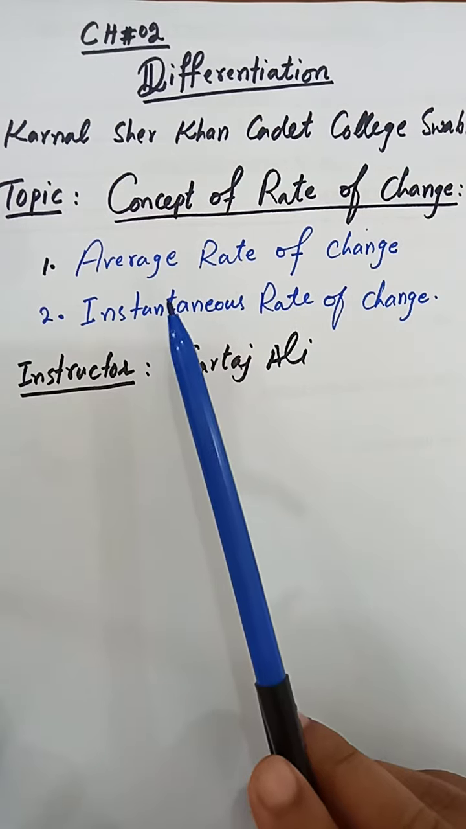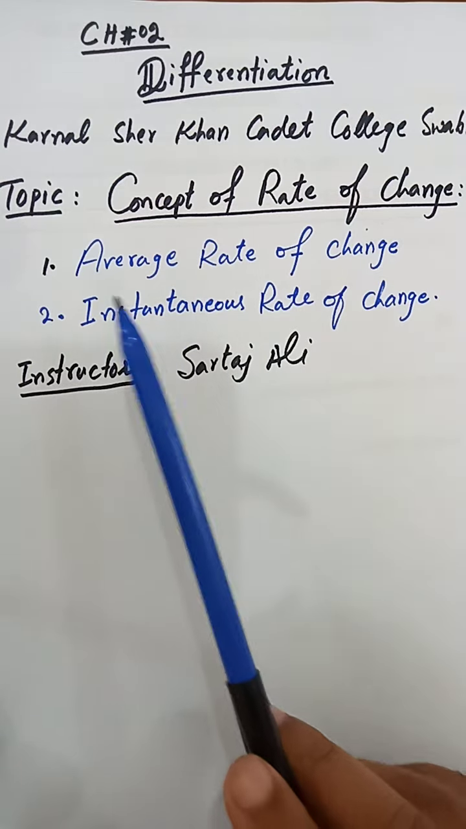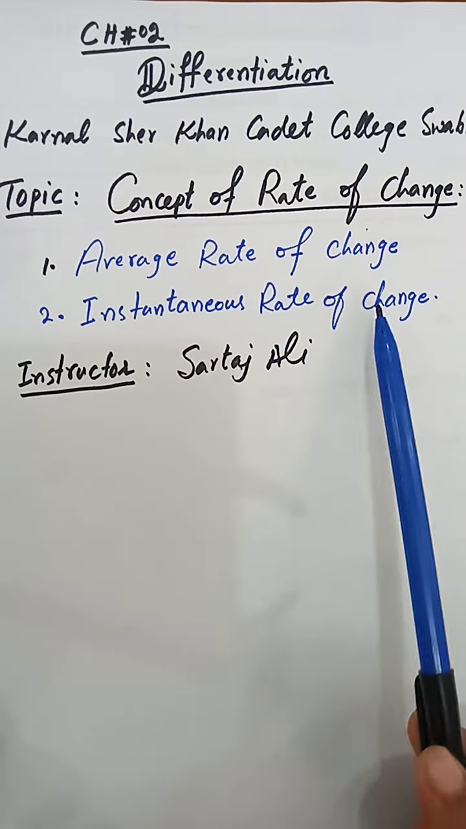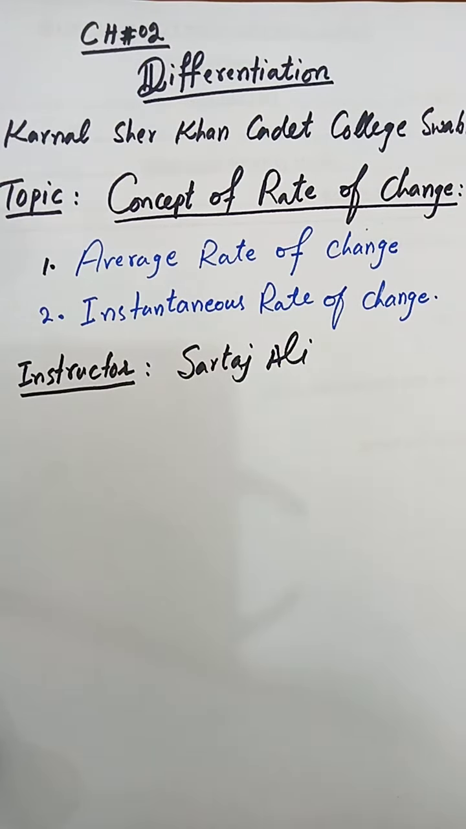In this video lecture, we are going to discuss the concept of rate of change. There are two types of rate of change. The first one is average rate of change, and the second one is instantaneous rate of change.